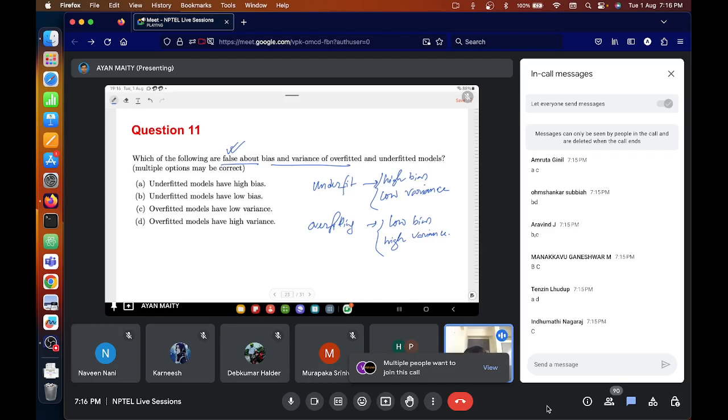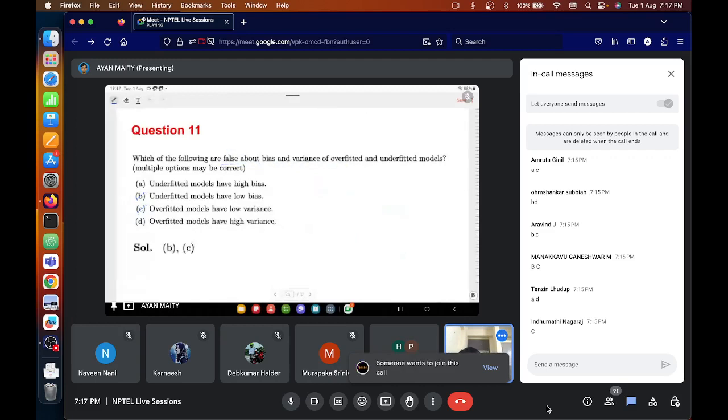So based on the definitions of underfitting and overfitting, option B is false, option C is also false. So you have to find out the false options. So B and C are the correct answers here. B and C are not correct statements. Underfitted models should have high bias, but option B says low bias, so option B is not correct. Similarly, overfitted models have low bias, but option C says high bias, so C is also not correct. So B and C are the two correct options.